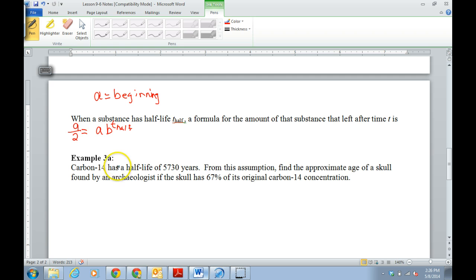Wait, so is that the equation right there? So far, we're going to derive it. I'm going to give you the final equation in just a minute. Okay? So, on both sides we have an A. What can I do about those A's? Divide them both by A and then they go away. So I'm left with 1/2 equals b to the t half.